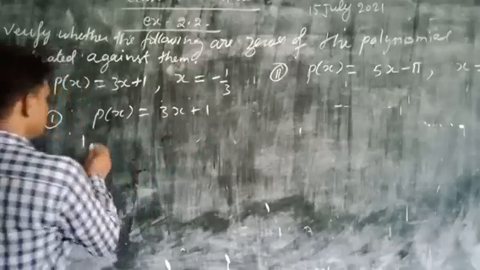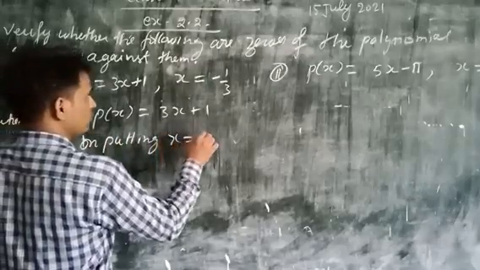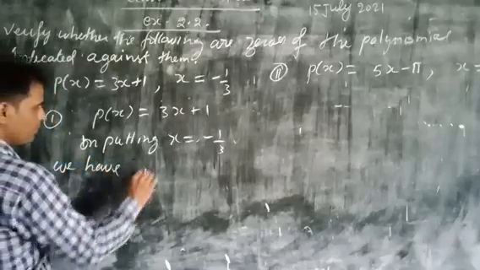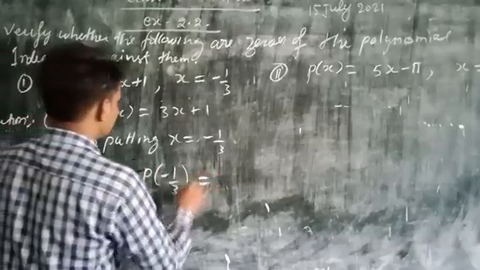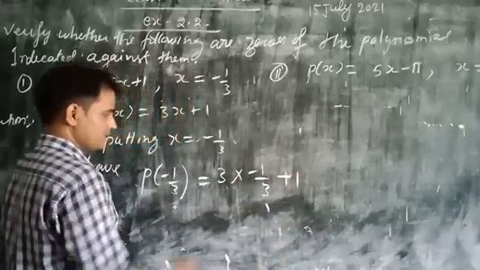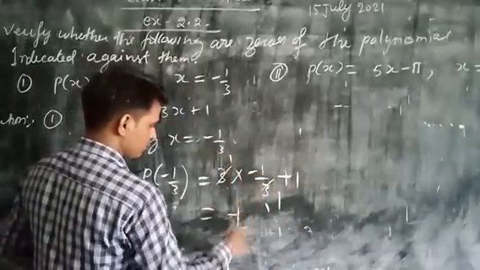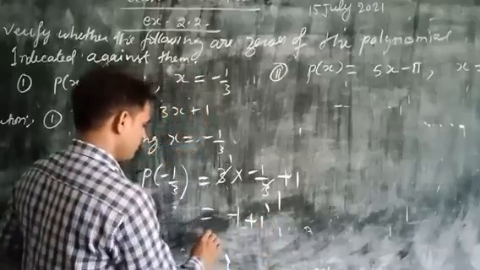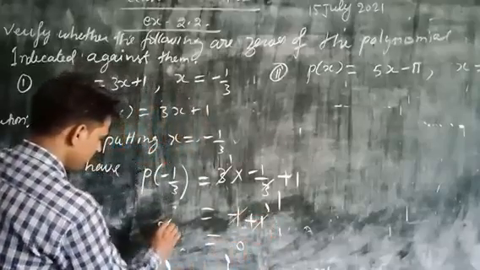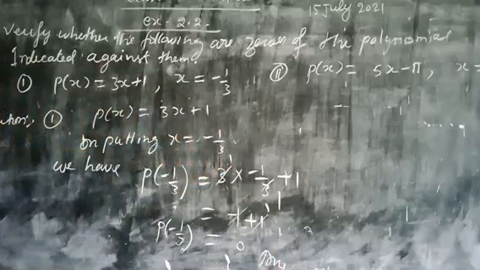Now look here. On putting x is equal to minus 1 upon 3, we have p(-1/3) is equal to 3 into minus 1 upon 3 plus 1. Since 3 ones are 3 and 3 ones are 3, now it is equal to 1 into minus 1, which is minus 1, plus 1. We know that minus 1 plus 1 cancel with each other. At last we get p(-1/3) is equal to 0.